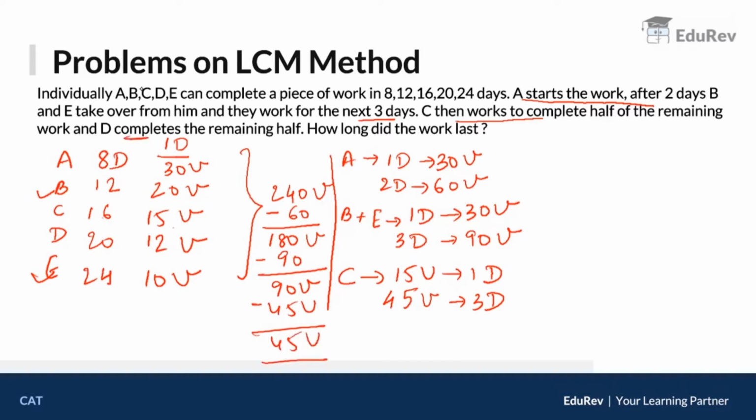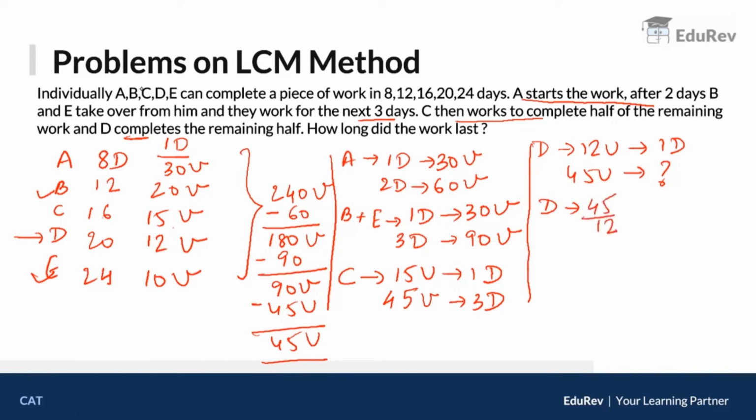And then they are saying D completes the remaining half. Now, if D is going to complete the remaining half, D has to do 45 units. D does 12 units in 1 day. So how much time will it take to do 45 units? D will take 45 upon 12 days. 45 upon 12, both are divisible by 3. So 3 fours are 12, and 3 fives are 15. So D will take 15 by 4 days. If you convert it, your base will be 4. 4 threes are 12. You have 3 extra. So 3 3 by 4 days.